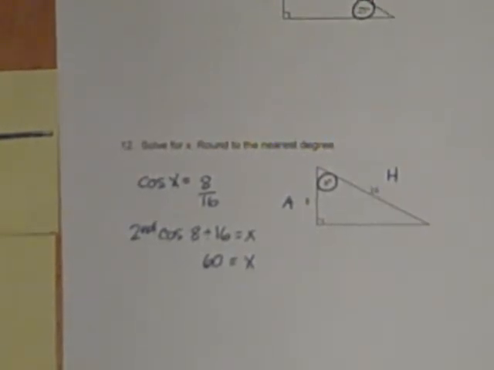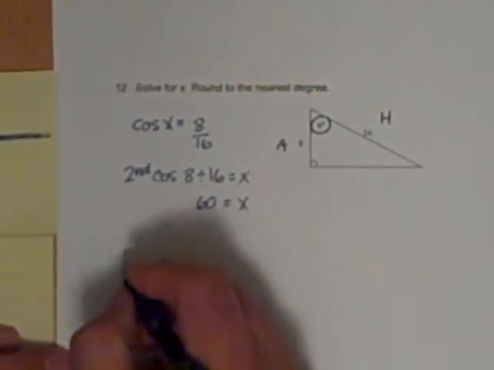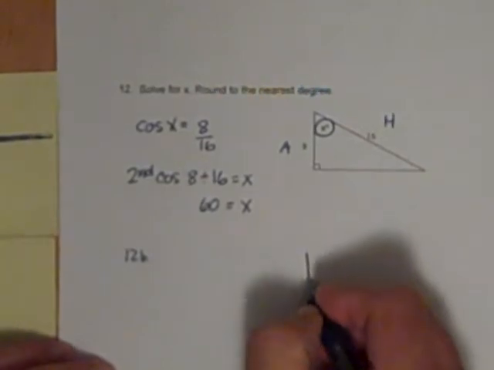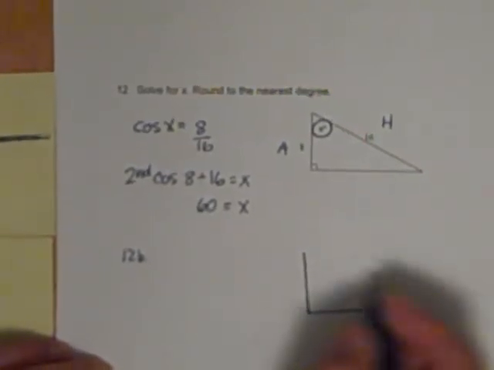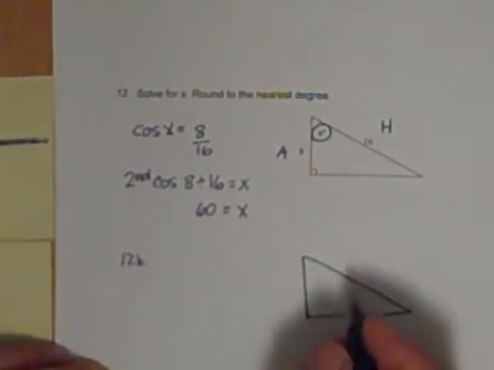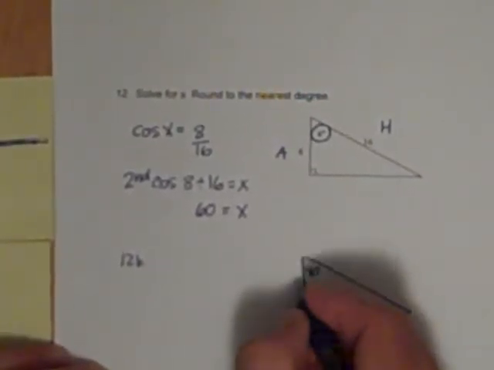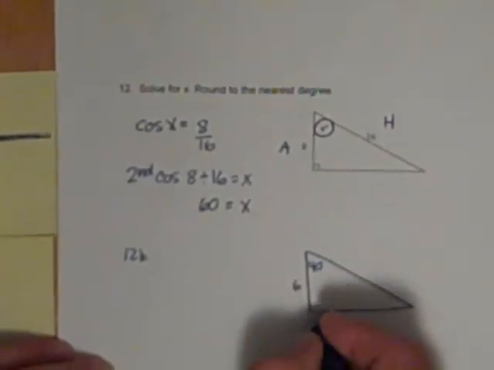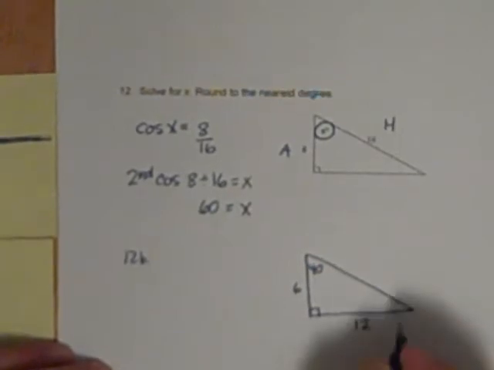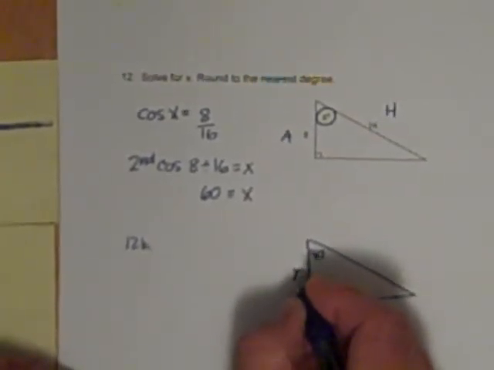Now you might see one other type of problem on your exam, and I wanted to show you that one, so we'll call this 12B. Have a right triangle here. This time your angle measure is up here. You're looking for this leg, here's your right angle, and we know that this one over here is 12. Let's make this x. We're looking for x here.